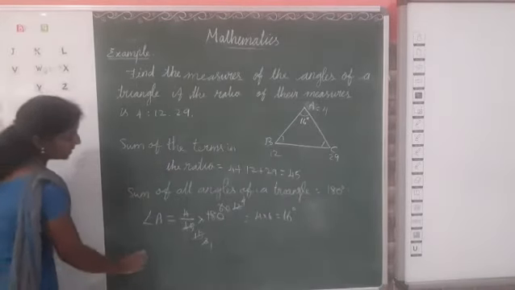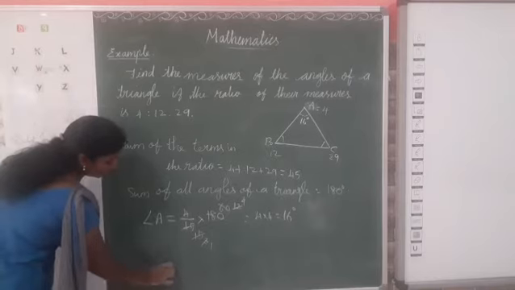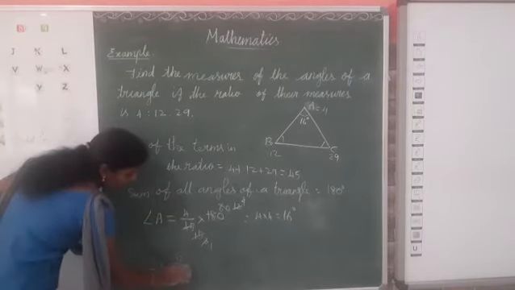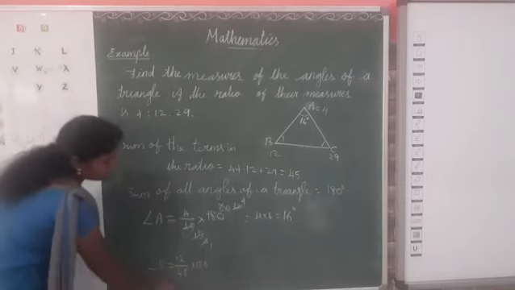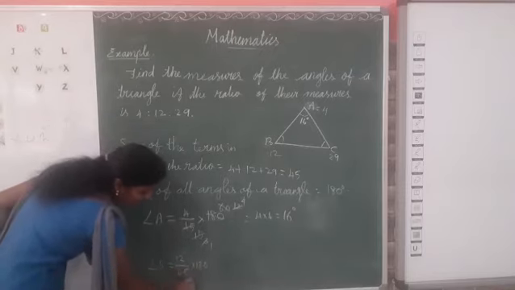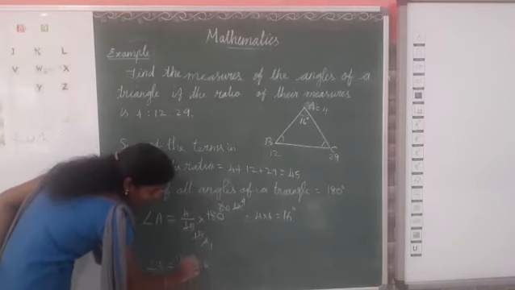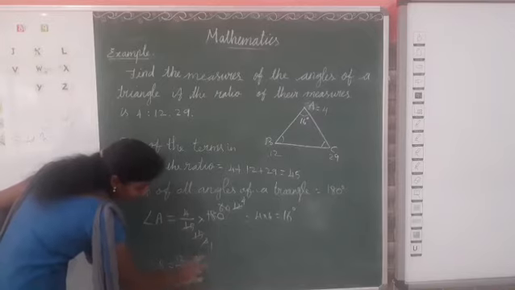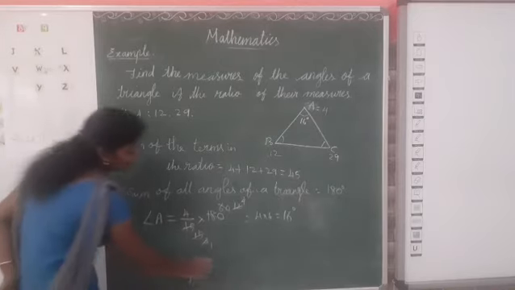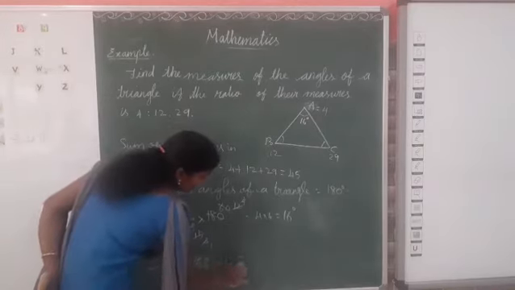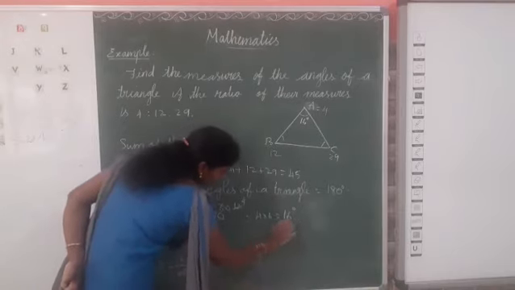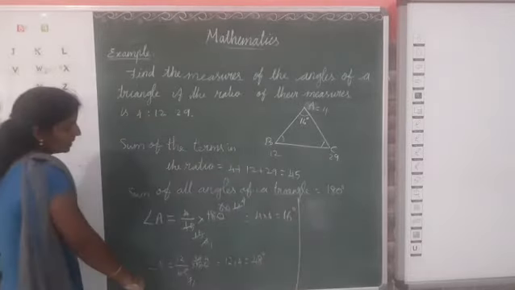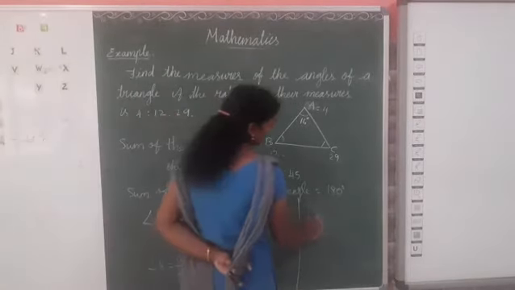Okay. Now angle B is equal to, what is B? 12 by 45 into 180. Now you see the 5 table. 9 fives are 45, 3 fives are 15, 6 fives are 30, 4 nines are 36. 12 into 4 equal to 48 degrees. Okay, 12 into 4 is equal to 48 degrees.